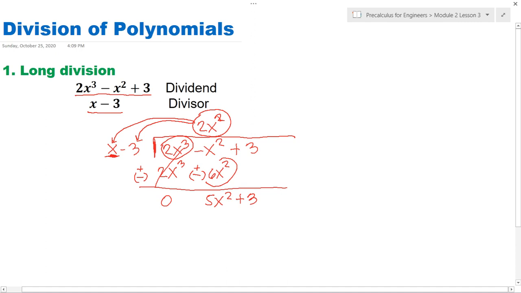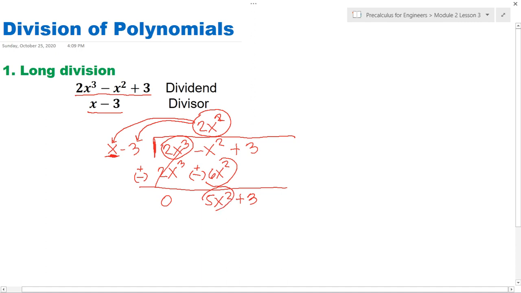Okay. So, then perform subtraction. So, diba, kapag subtraction, mag-change yung sign ng operation mo, tsaka i-change din yung sign ng number mo. Then, perform addition. So, now, we now have 5x squared.